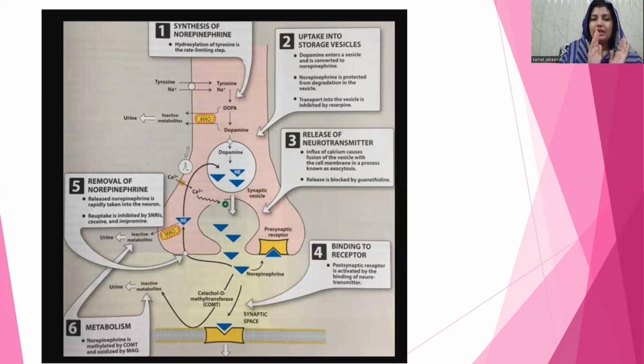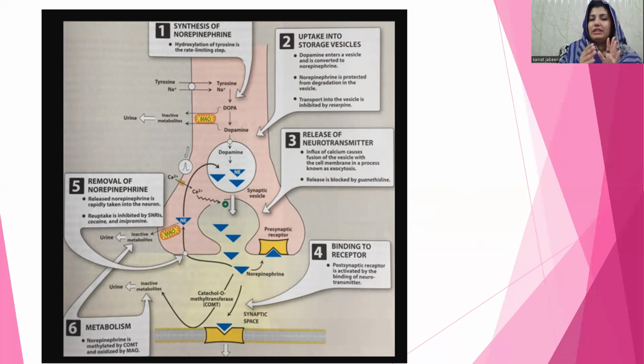So the first step, the tyrosine has to enter the neuron. There is a pump. Due to the sodium, it can enter into the neurons. When it enters, hydroxylation of tyrosine will happen and it converts into dopa. After converting into dopa, it is going to be stored in the vesicle, and then in the vesicle, it will convert into norepinephrine, and that is going to be protected by the vesicle from degradation.